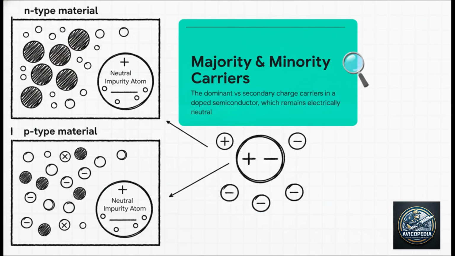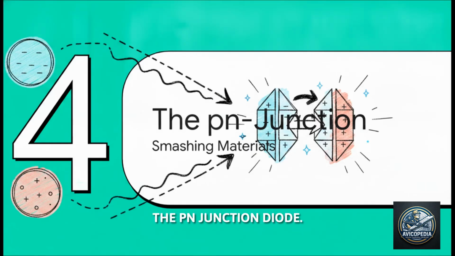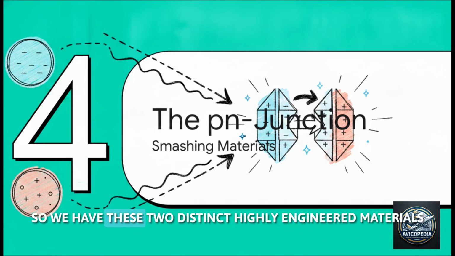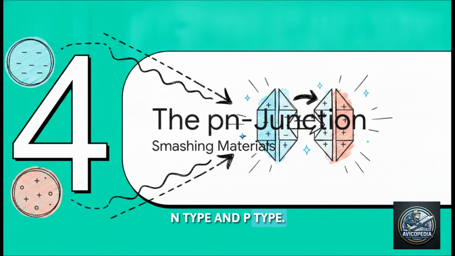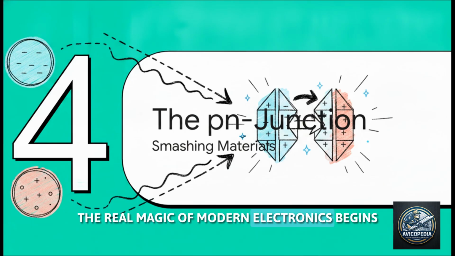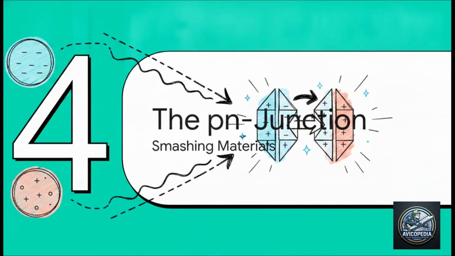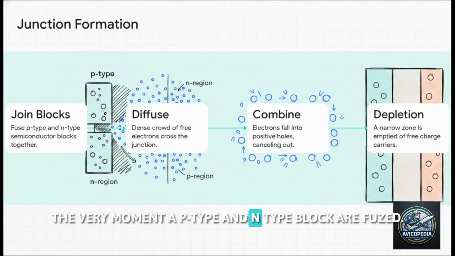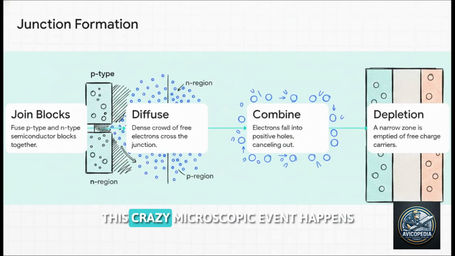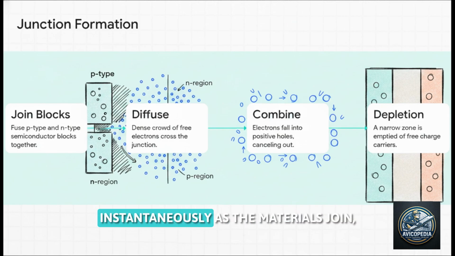Pretty cool, right? All right, section 4, the pn-junction diode, smashing materials together. So we have these two distinct, highly engineered materials, n-type and p-type. The real magic of modern electronics begins when we join them together to form a single crystal. The very moment a p-type and n-type block are fused, this crazy microscopic event happens instantaneously.